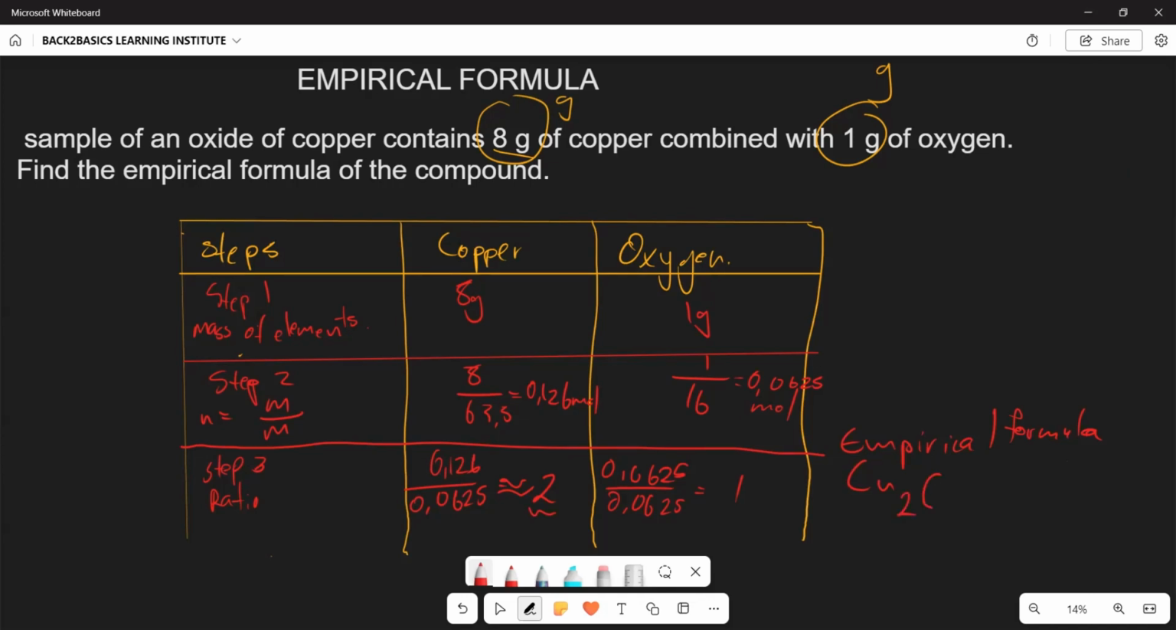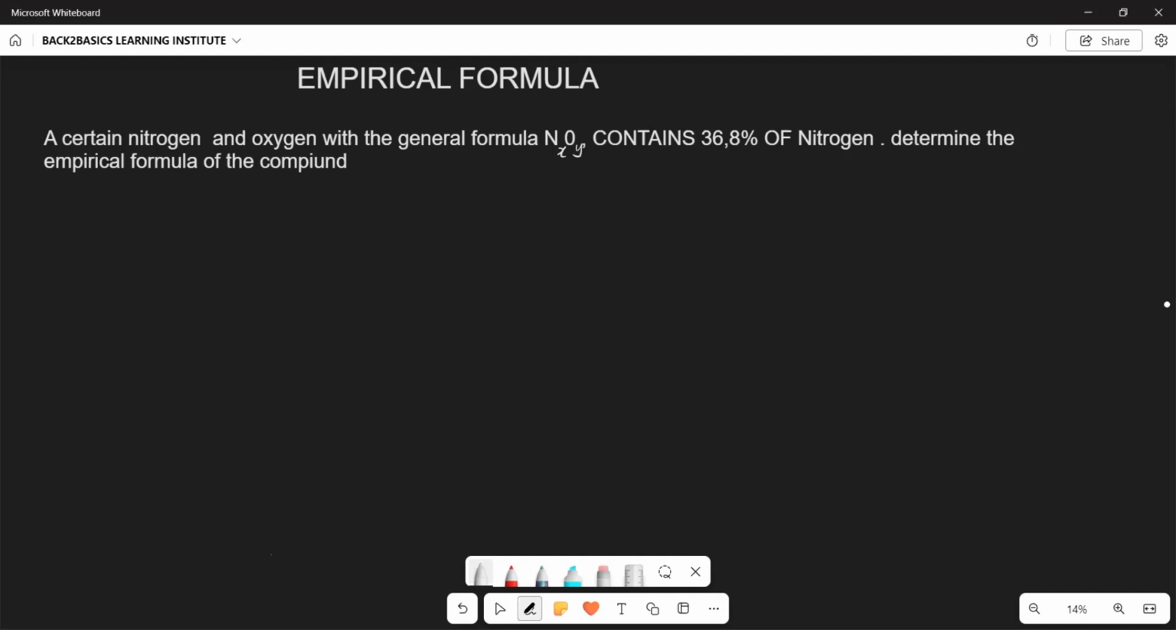Now, while your oxygen is going to be 1, oxygen the same as 1, that's the same as your Cu2O, right? Because this is one and the same thing with the oxygen. Now, let's check the last example. All right, now let's look at this particular example.